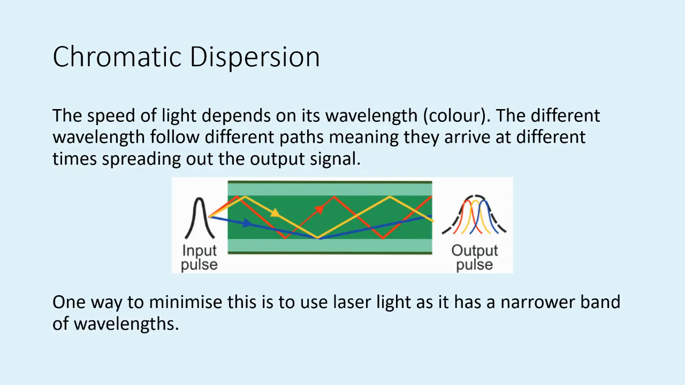So what's the solution to this? Well, the solution to this is to use laser light instead of LEDs, because it's got a narrower band of wavelengths, so we get less of this. You can't get rid of this completely and utterly. You can't just send down one wavelength, sadly, but you can try and minimize this problem. And that's it. That is 12.2 fiber optics and the losses in them.